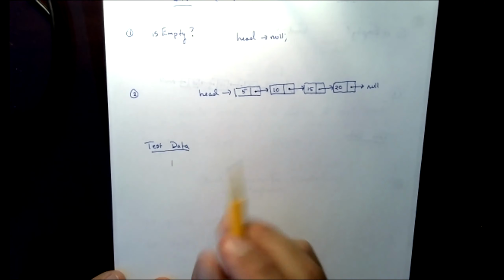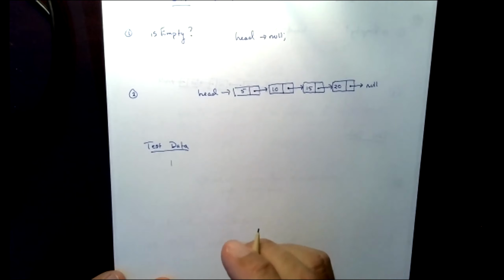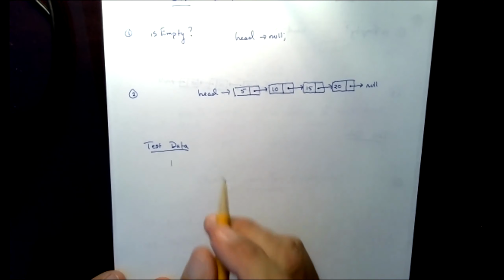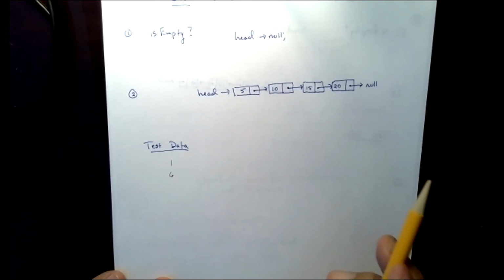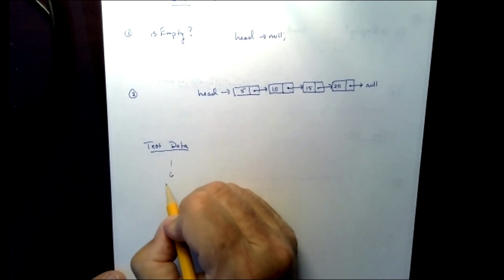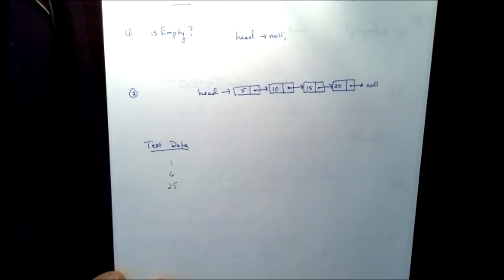5. Well, 5's already in the list. We're going to hope there's no repeats. 6. A 6. I'm okay with that. 25. Have we sort of tested everything we want to test? What about 0? 0 kind of falls in the category of 1. It would be less than here.